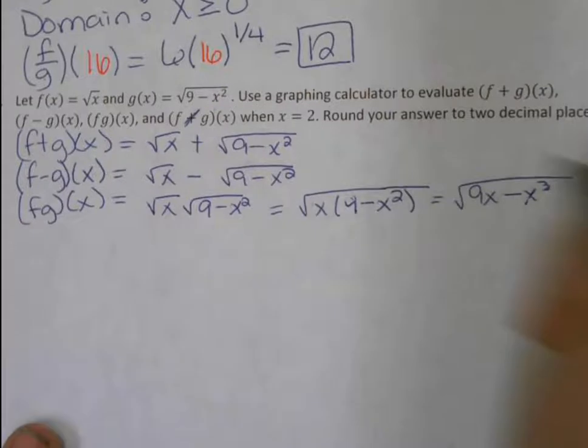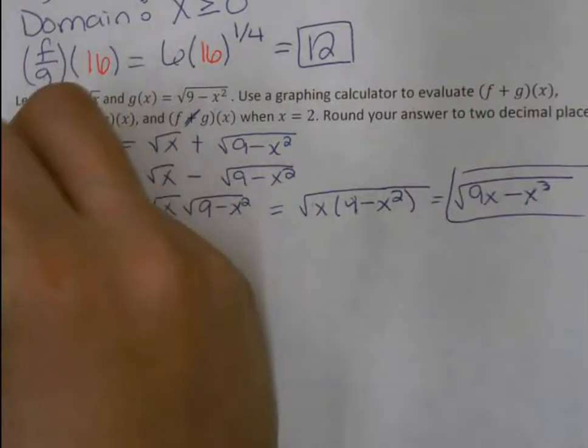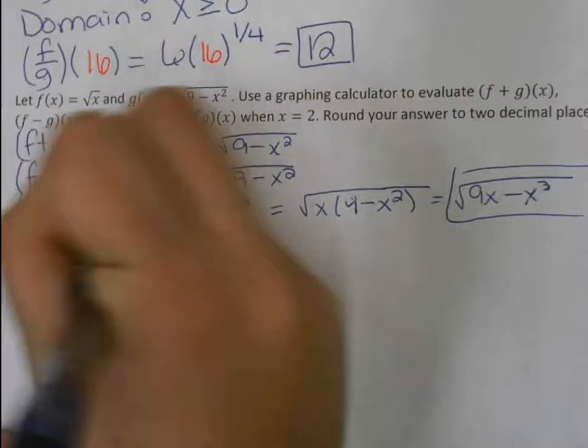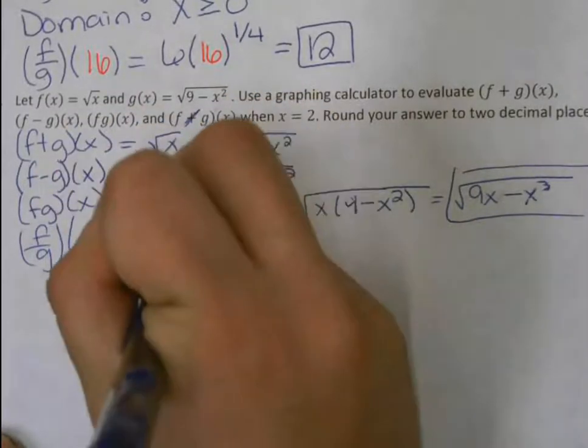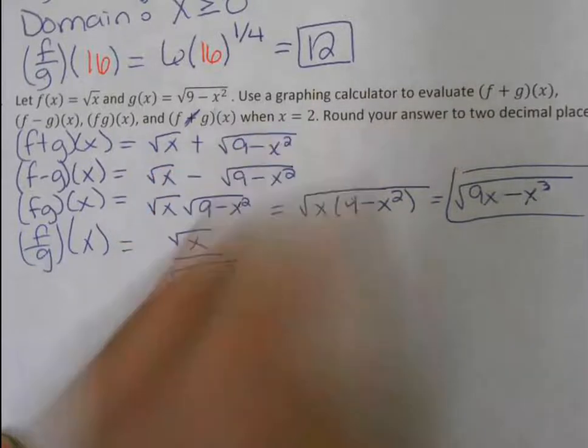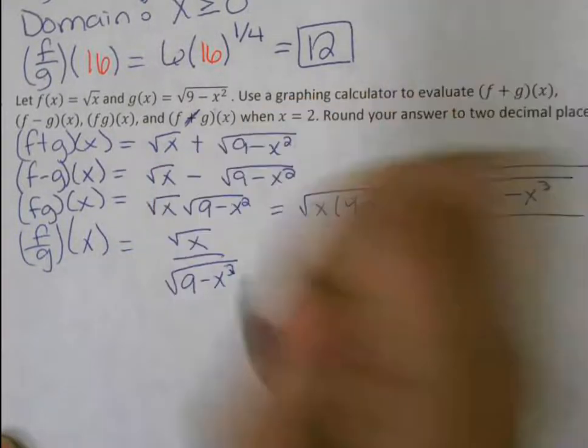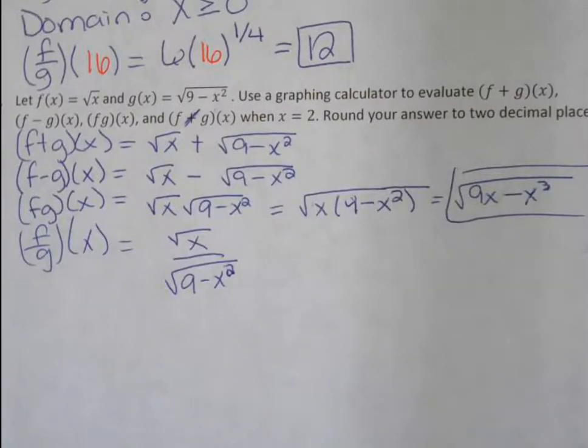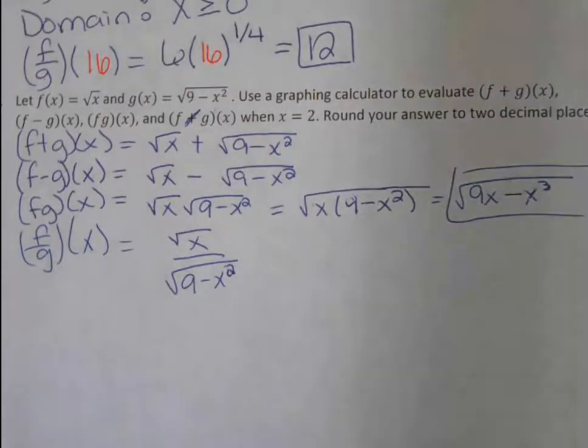Okay, then I want to do the division one. So this one I have the square root of x over the square root of 9 minus x squared. I do. I just haven't done that yet. I said that already, Jerry. When I go back and plug in the number later on, I'm going to plug it into both x's.